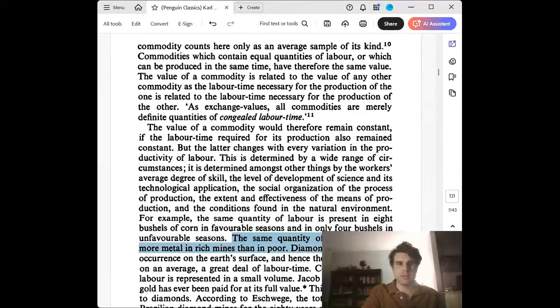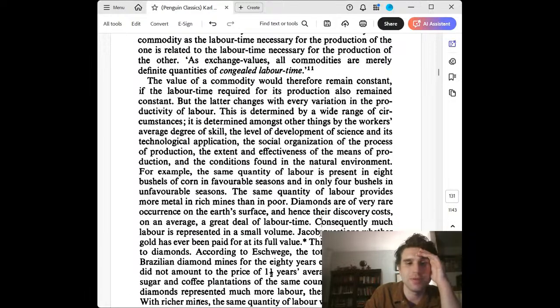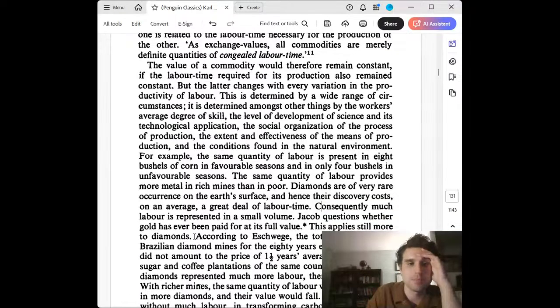The same quantity of labor provides more metal in rich mines than poor, right? So if it's a poor mine, if it doesn't have a lot of minerals there, you're going to spend more work to harvest things. Diamonds are of very rare occurrence on the Earth's surface, and hence their discovery costs on average a great deal of labor time. Consequently, much labor is represented in a small volume. Jacob questions whether gold has ever been paid for at its full value. This applies still more to diamonds.